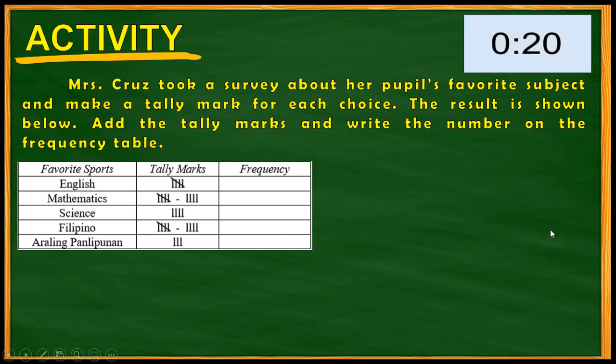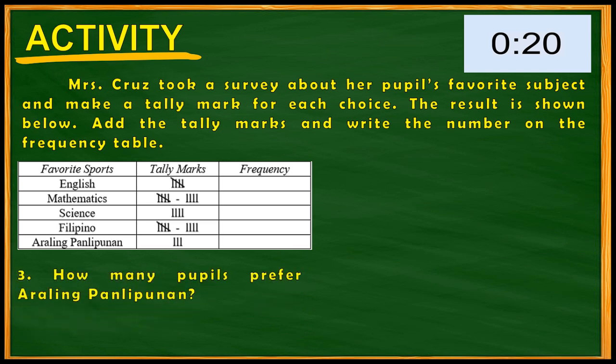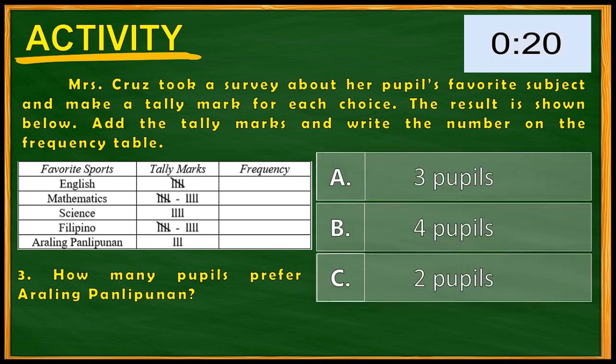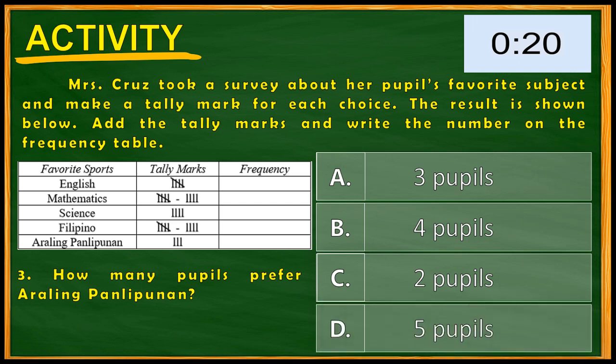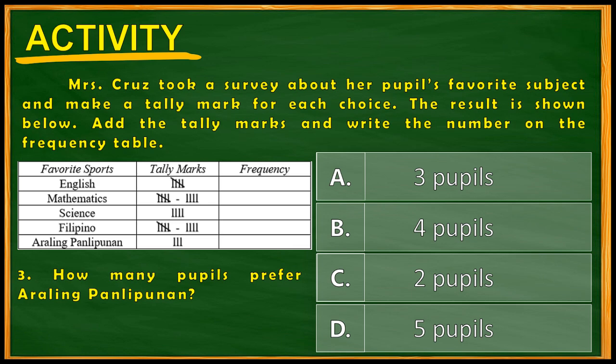And then for number 3, how many pupils preferred Araling Panlipunan? This should be letter A, B, C, or D. You have 20 seconds. Your timer starts now. Comment down your answer, Grade 5 pupils. Is it letter A, 3 pupils, B, 4 pupils, C, 2 pupils, and D, 5 pupils? Okay, time's up. Now let's reveal the answer. For number 3, the answer is letter A.